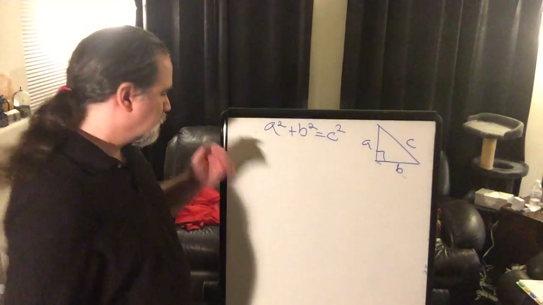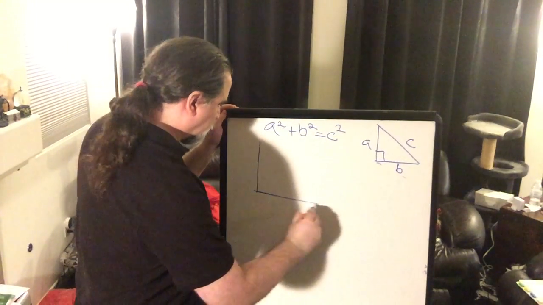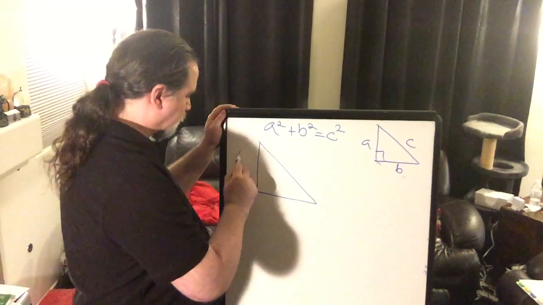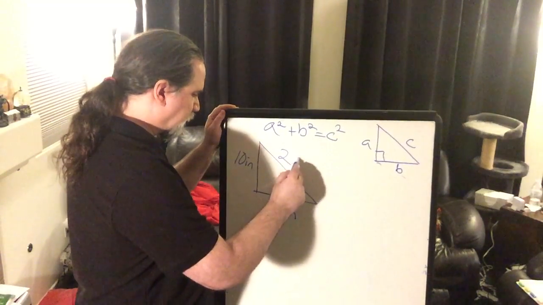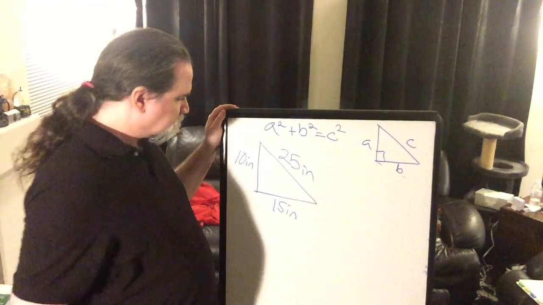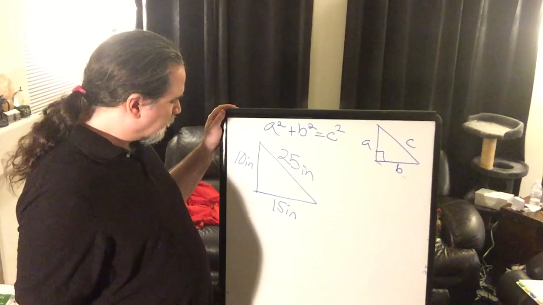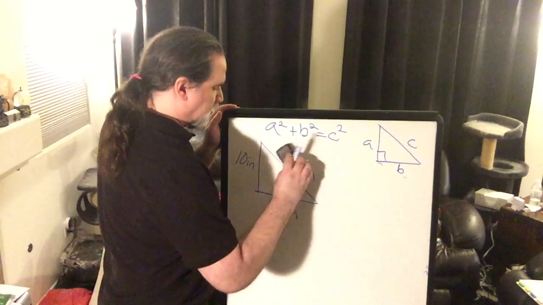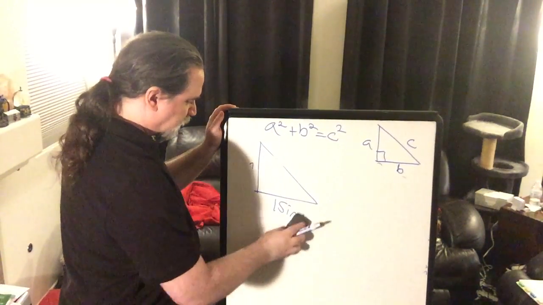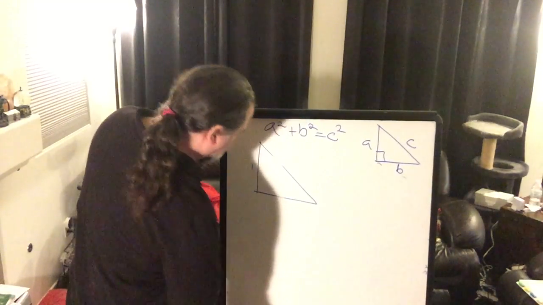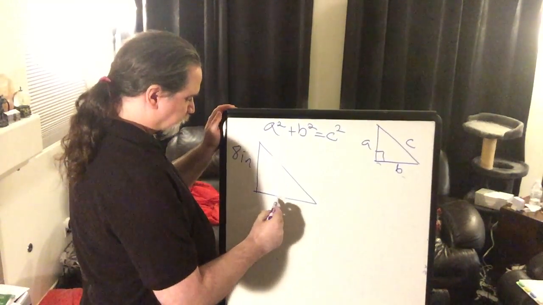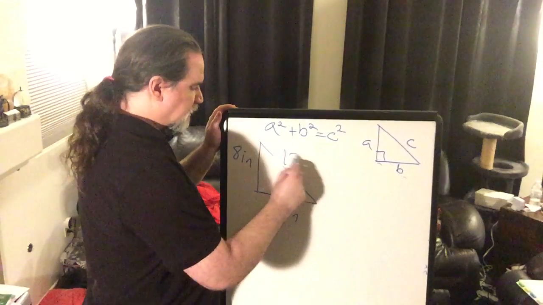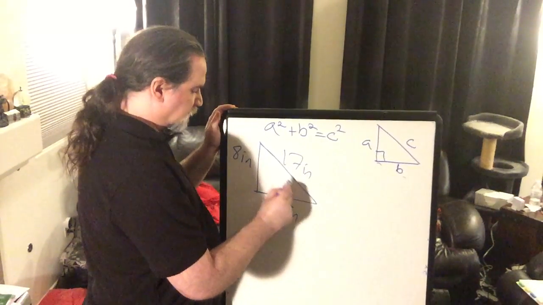Sometimes someone will come along with your little triangle and they'll go, this is 10 inches, this is 15 inches, and this is 25 inches. No, those aren't the numbers I want. Let's just make my life easier. Let's make this 8 inches, 15 inches, and 17 inches. There we go. That's what I want.